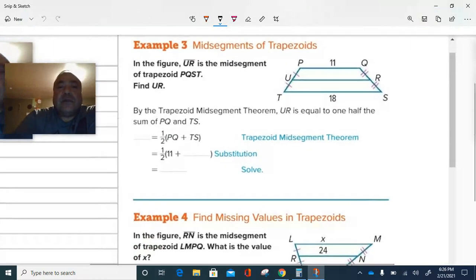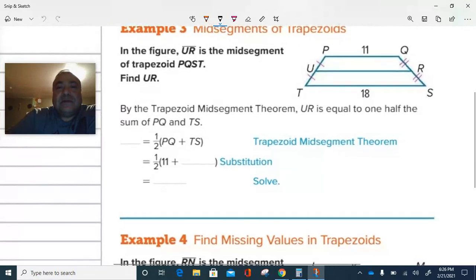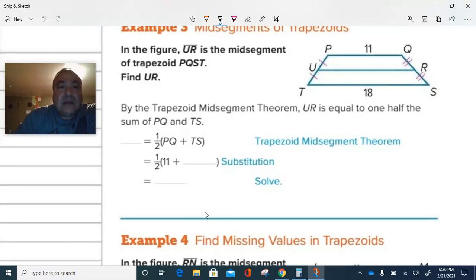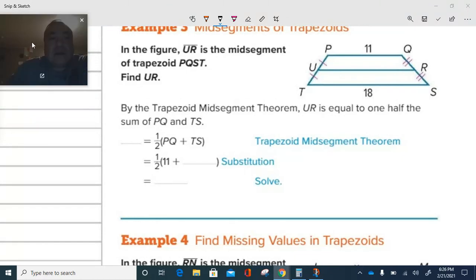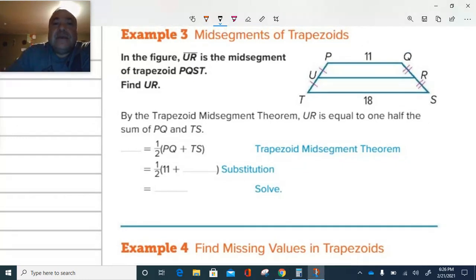And let's work on example 3 and example 4 at the same time. They're basically the same thing, okay? But they're a little bit different, so I want to make sure that we concentrate and learn how to do this properly. Okay, in figure UR, UR is the mid segment, and that will be this line right about here. Can you see? I hope you can see it right there. That's the segment, okay? The mid segment, PQ to UST. Find UR. They want us to find the length of UR, okay?